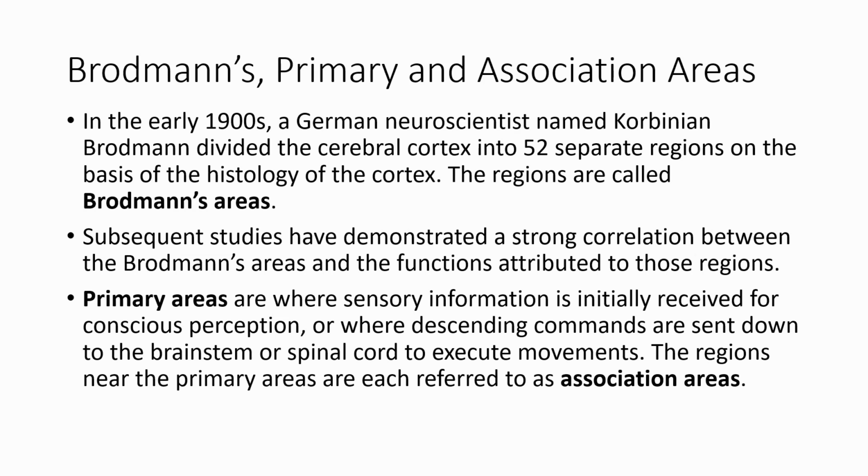We have continued to study this, and we know now there's a strong correlation between these areas and the functions attributed to these regions. So this concept of these areas holds water. We have primary areas and association areas, two different kinds of areas. Primary areas are where sensory information is initially received for perception, like bringing visual information into the occipital lobe.